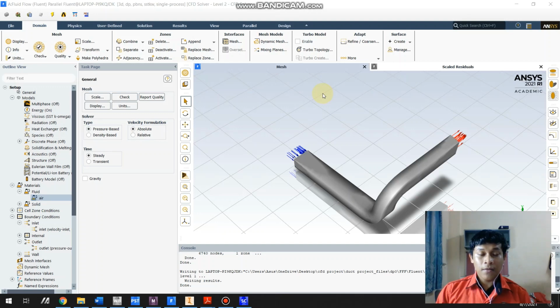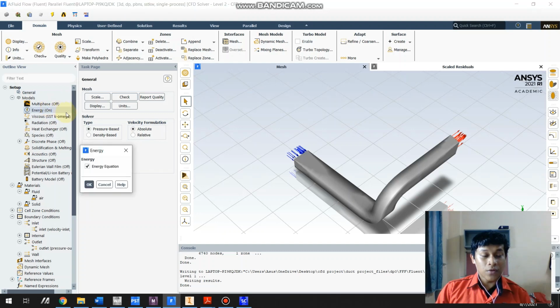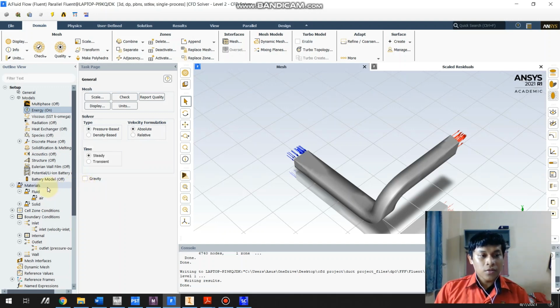Next, we go to the setup, which is the most crucial part to make sure that our objectives are achievable. First, we go to general. We set pressure-based for the type, absolute for the velocity formulation, and steady for the time. Next, we go to the energy equation. We turn on the energy equation in order to determine the air pressure, temperature, and velocity of the airflow. Next, for the material, we set air for our case.